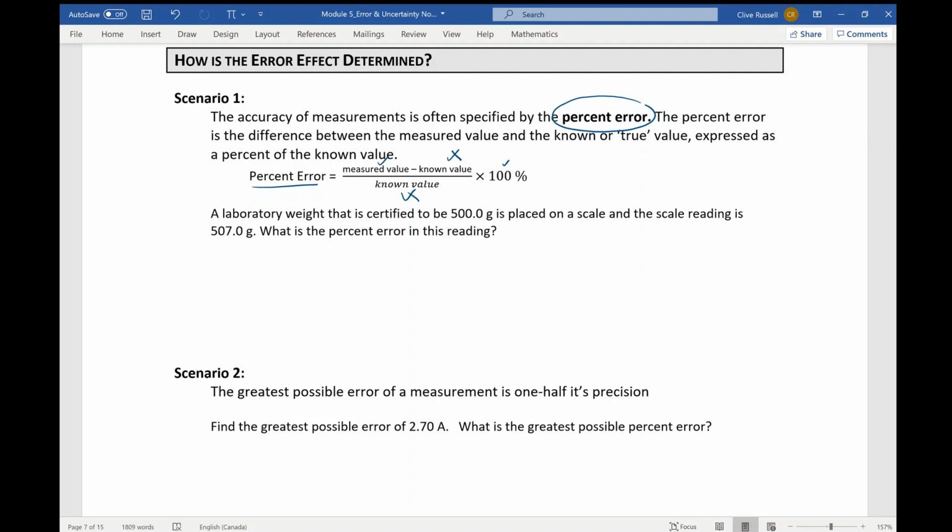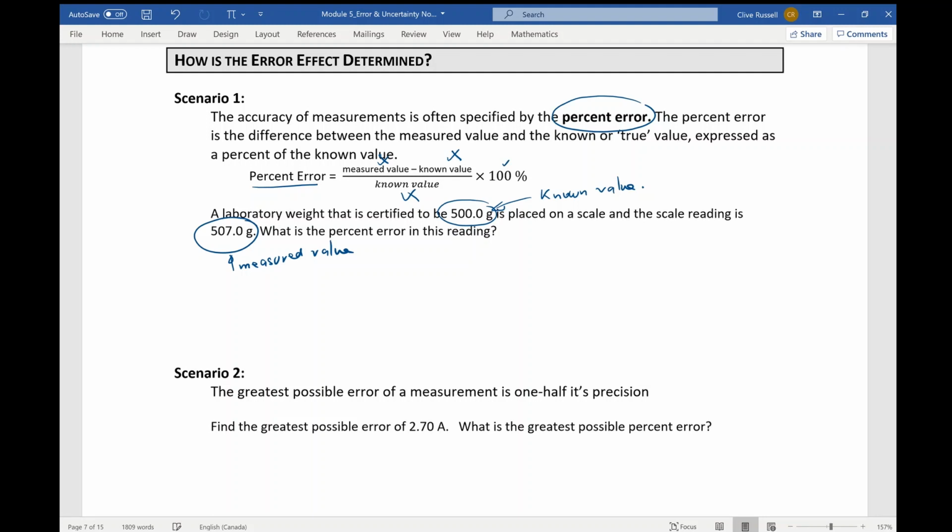But as we know, if you look at, say, a bottle of pop or whatever it is, the bottles are never normally filled to the exact position. Some are a little bit more, some are a little bit less. So that's now the measured value, what's actually in the bottle. So let's look at this example. In a lab, the weight is certified to be 500 grams. So we know that this is our known value. That's what it is supposed to be. However, when you put on a scale, it reads 507 grams. So this is now our measured value.